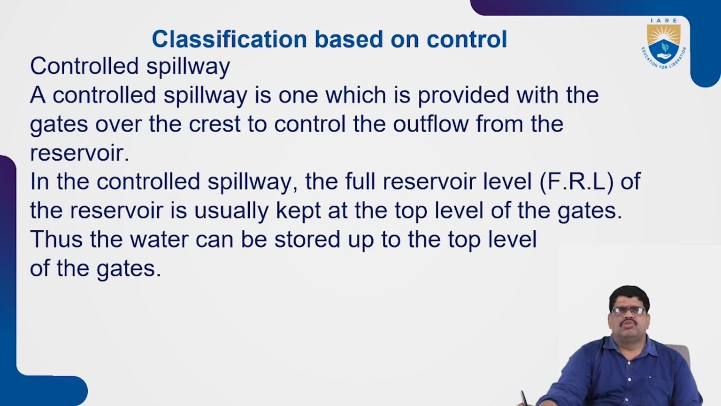Next, generally in the controlled spillway, the full reservoir level is usually kept at the top level of the gates. That's the water can be stored up to the top level of the gates. That's why we call it controlled. This type we call controlled type of gates.